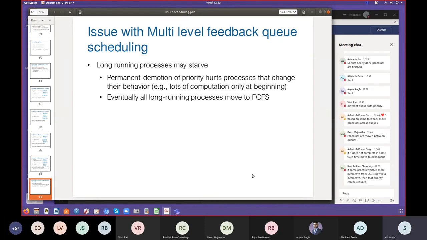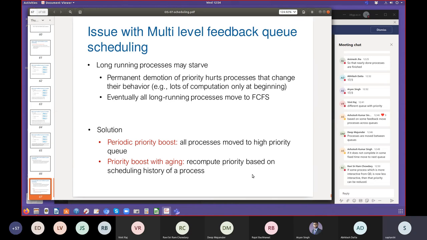The issue with this scheme is that eventually all long running processes will move to the FCFS. So what can be done? Again, different techniques have been tried.